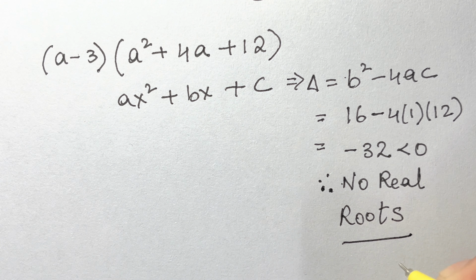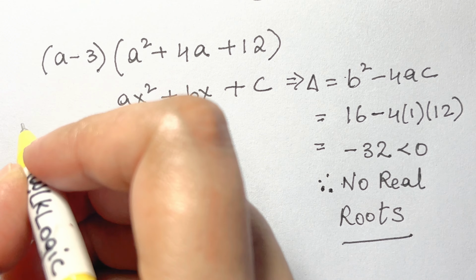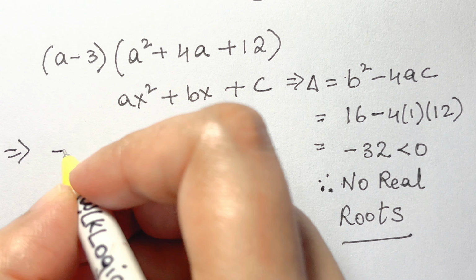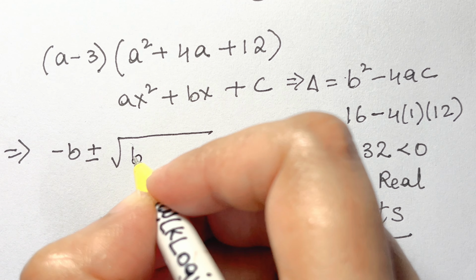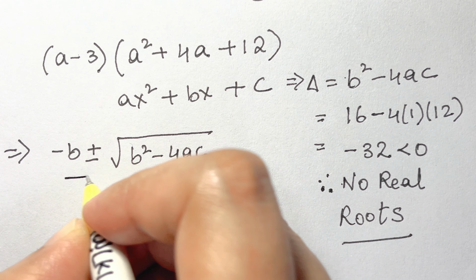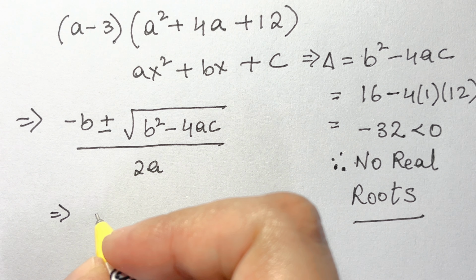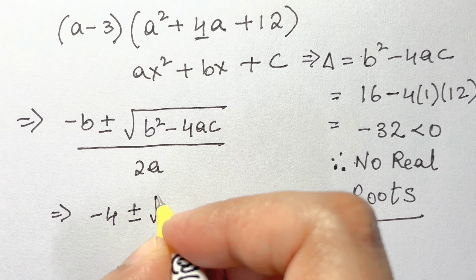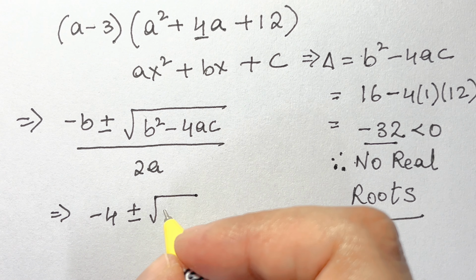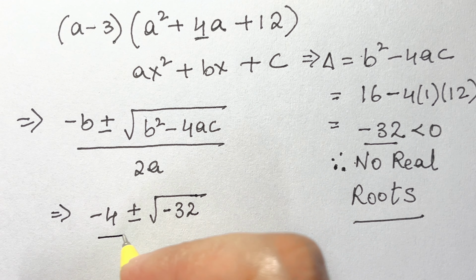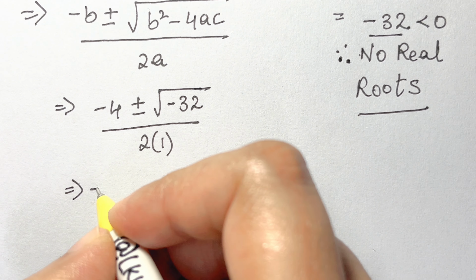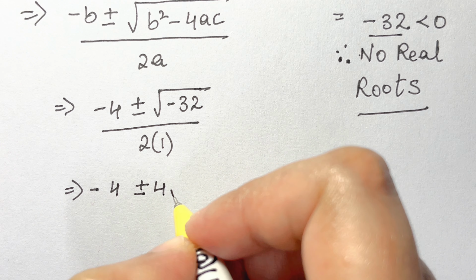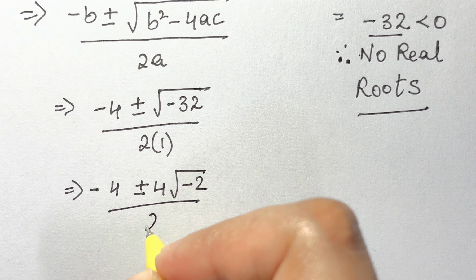So let's find out what those complex roots are. For that, we are going to use the quadratic formula, that is negative b plus or minus under root of b square minus 4ac, over 2a. And negative b is negative 4 plus or minus under root of the discriminant, which we got as negative 32, over 2 times 1, which is 2. That gives us negative 4 plus or minus the square root of negative 32 over 2.